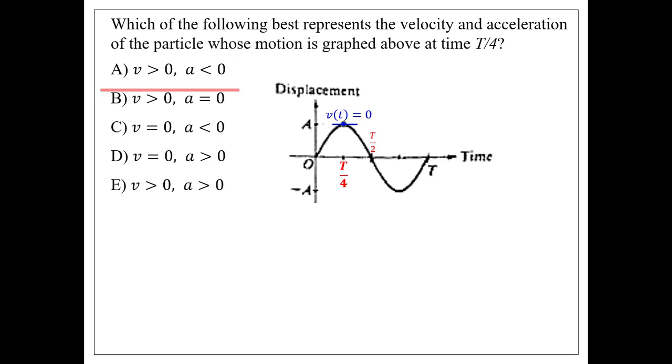Just based off of that, I can cross out choice A because it says v is greater than 0. I can cross out B because B says v is greater than 0. It needs to be 0. I'm also going to cross out choice E because those are all false statements based on just analyzing the tangent line of a displacement time graph. I'm going to keep C and D because they both have v is equal to 0 as the first option.